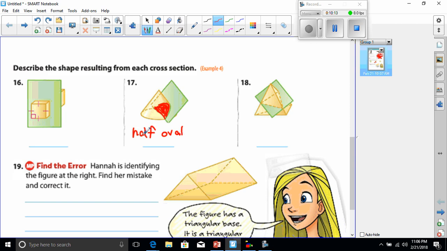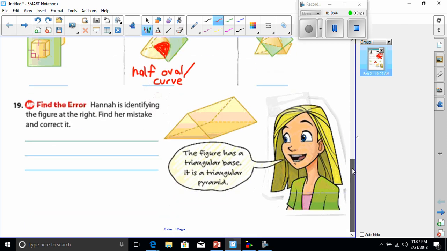Now you could also say that it was a curve. So if you want to, you could also put curve. I don't know too many other ways to describe this. Maybe a half circle, but I'm going to go with oval because I don't know if this was a perfect circle or not.